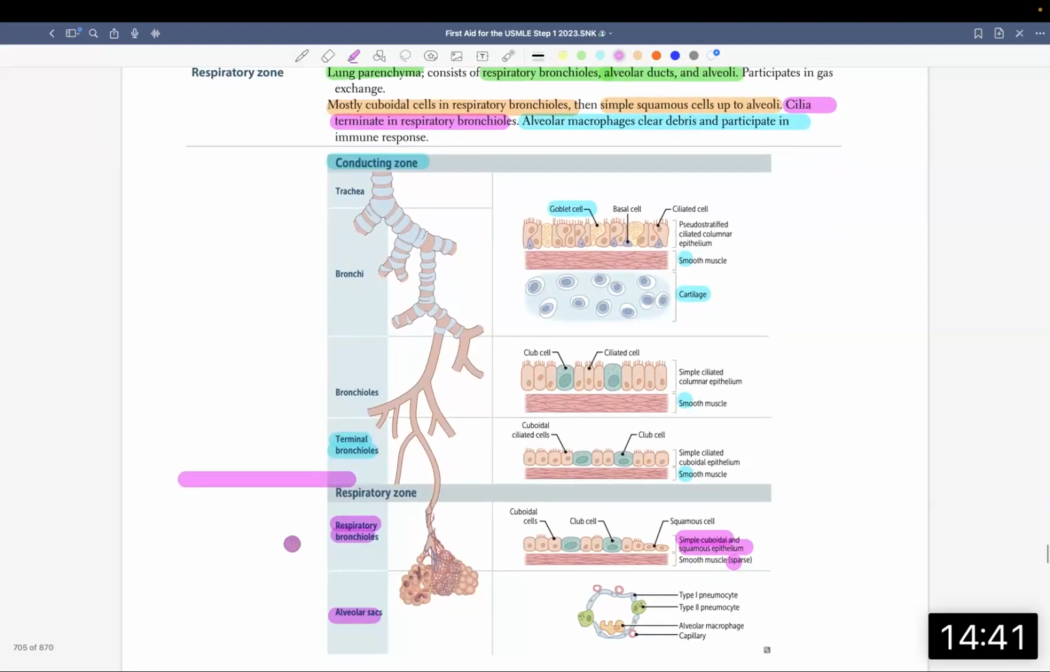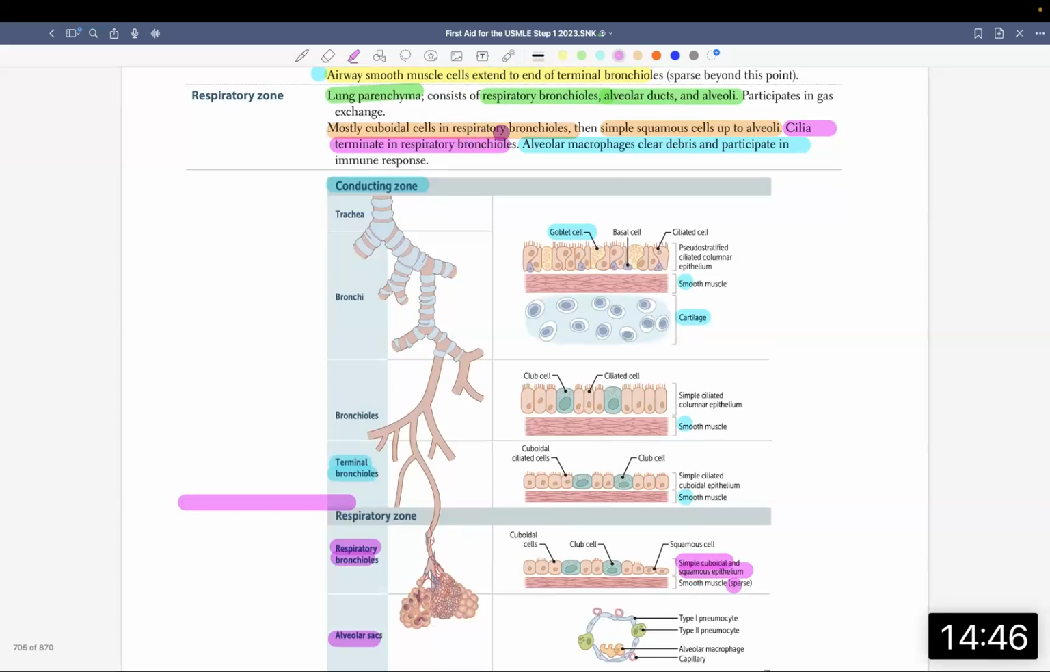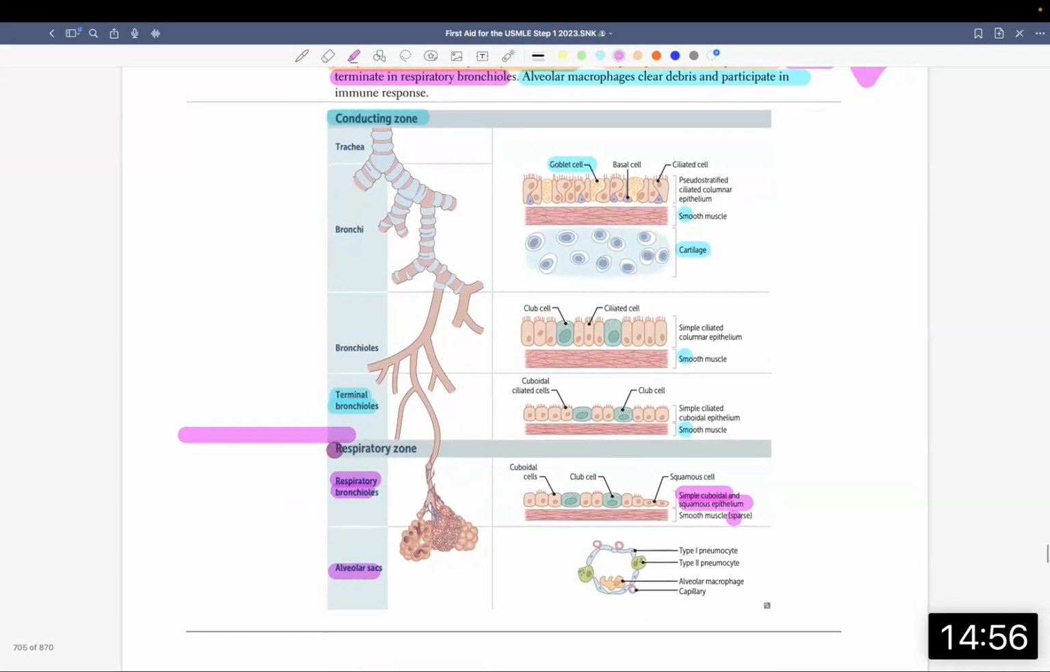Respiratory zone is respiratory bronchioles and alveolar sacs. They participate in gas exchange. Cuboidal cells are mostly in the respiratory bronchioles. Cilia terminate in the respiratory bronchioles. Alveolar macrophages clear debris and participate in the immune response distal to the terminal bronchiole.